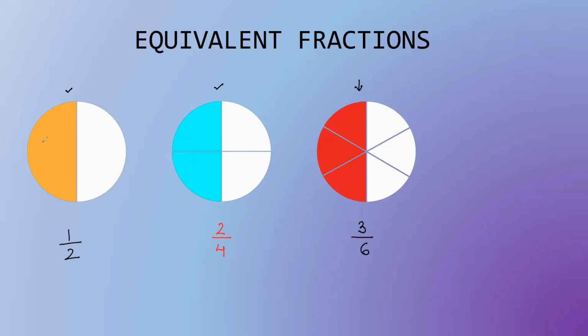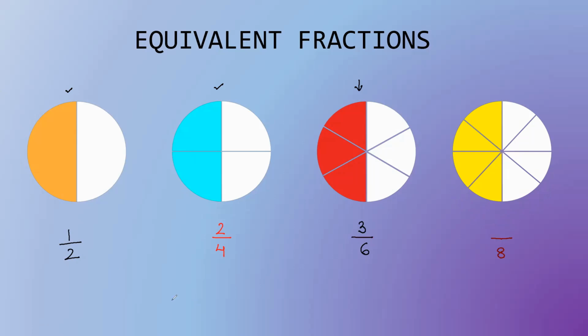Let's take one more example. The next circle has been divided into 8 equal parts. So what will be the fraction over here? The denominator becomes 8 as it has been divided into 8 equal parts. And the number of parts which are shaded is 4. So the fraction becomes 4 by 8.